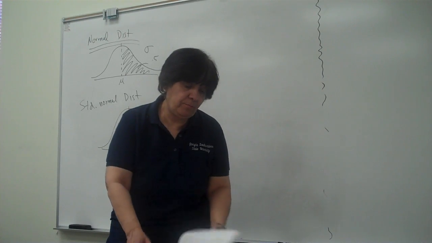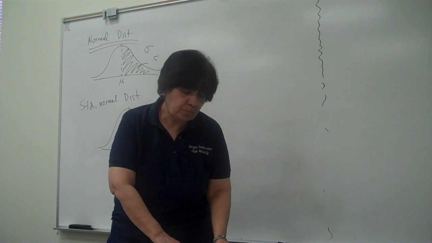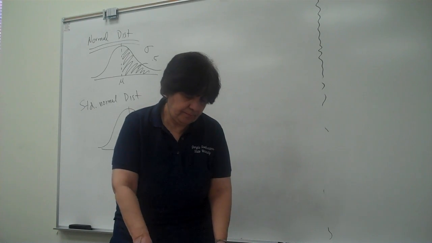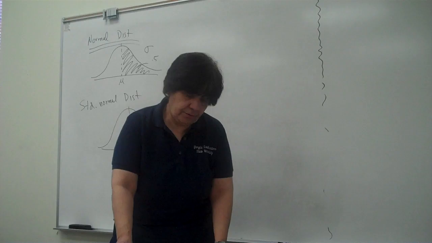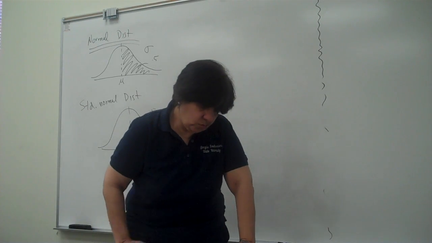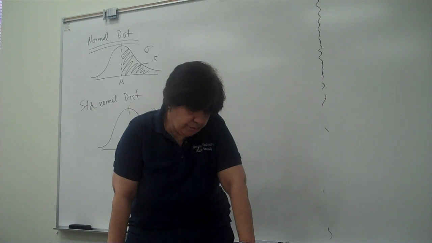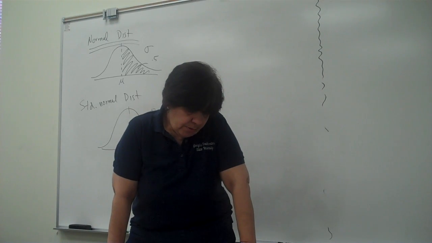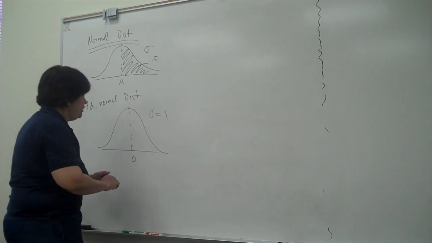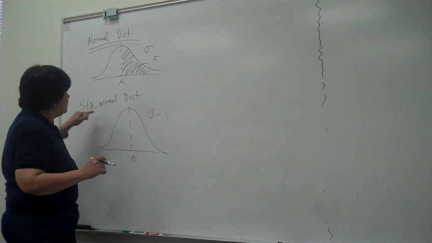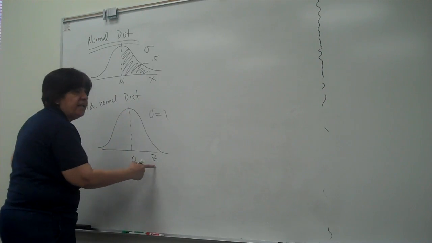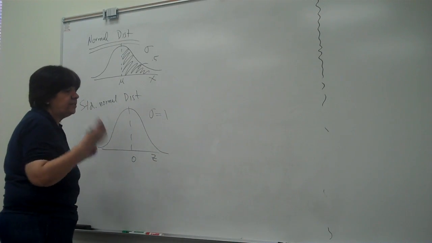Let's do a few problems with the normal distribution, so you know how to read these tables. One important thing is that when we talk about the standard normal distribution, instead of an x, we say z. A z is always the standard normal distribution.